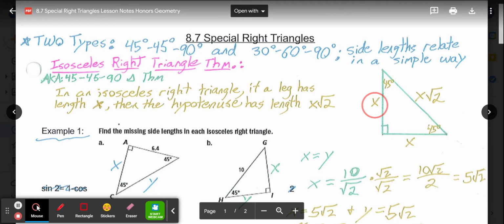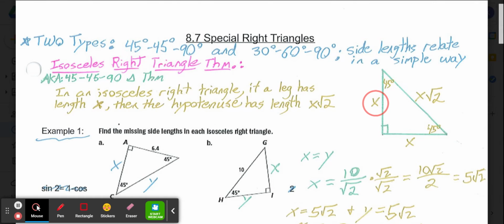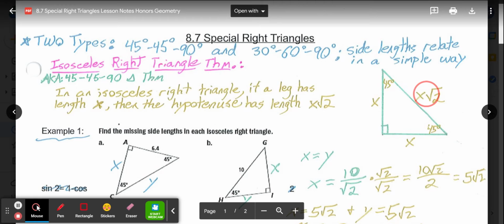then the hypotenuse always has a length of x multiplied by the square root of 2. So if we know a side length is, let's say, 3, our hypotenuse then is 3 multiplied by the square root of 2.